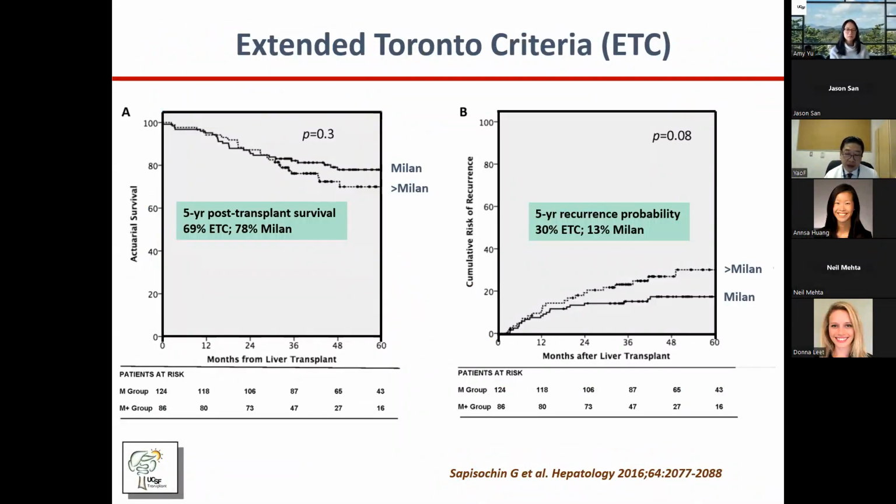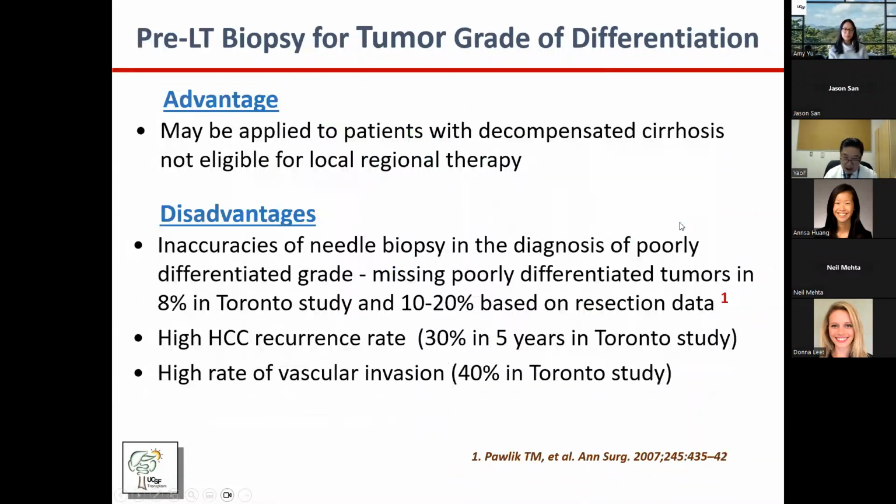In this Toronto study, the 5-year survival using extended criteria was lower at 69% versus 78% within Milan criteria, but the difference did not achieve statistical significance. There was also a trend for a higher recurrence rate in the extended criteria group, again with only marginal statistical significance. So do we biopsy these patients all the time? We don't, because one, it's hard to biopsy every patient, and two, there are some pitfalls in terms of diagnostic accuracy.